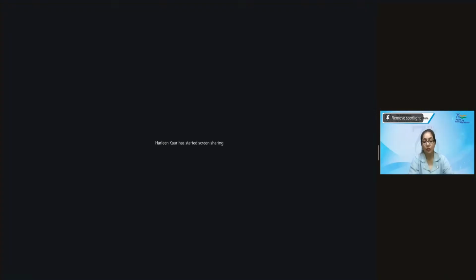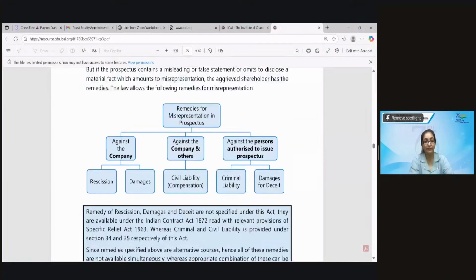Okay. So effect of misleading, all this you have read. Against the company, the contract will end and damages will have to be paid. What is the meaning of rescission? Please write down. Rescission means end the contract. And the remedies for misrepresentation in prospectus: against the company and others, civil liability under Section 35, they will have to pay compensation. And the person authorized to issue the prospectus, criminal liability under Section 34 and damages for deceit.